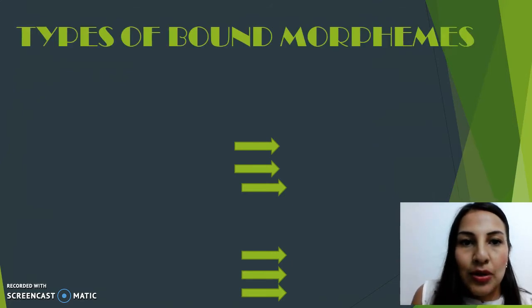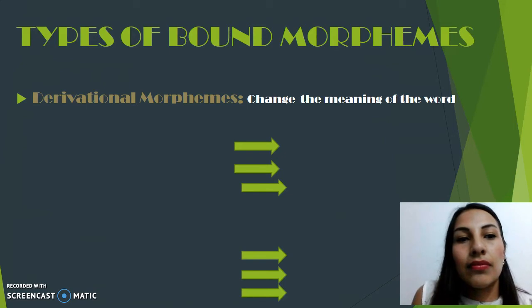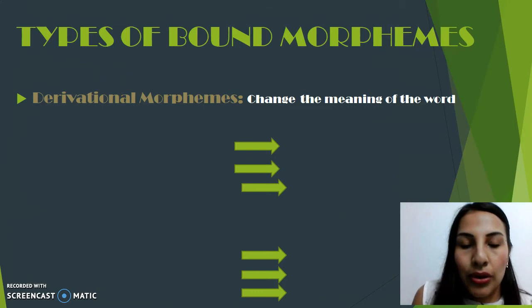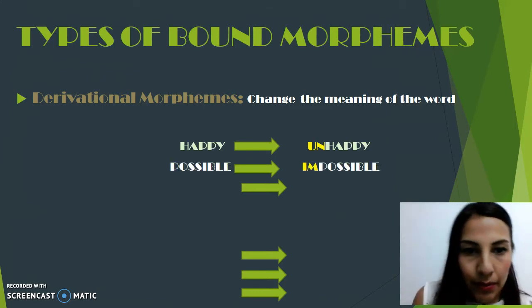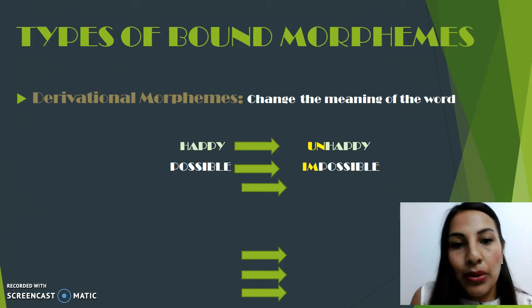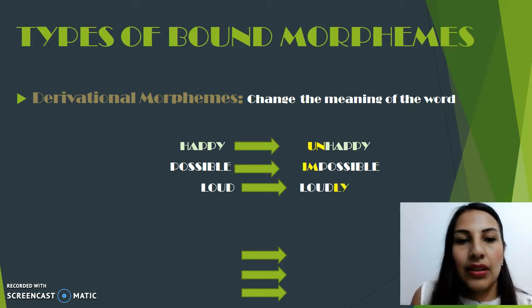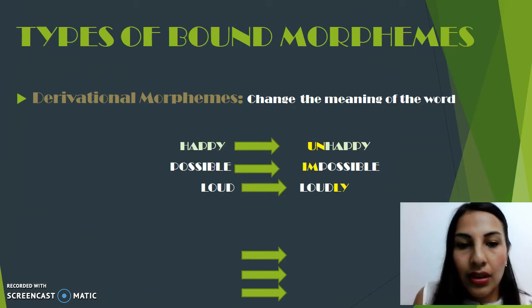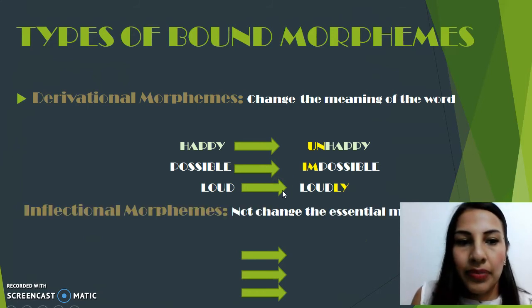We have different types of bound morphemes. Derivational morphemes change the meaning of the word. For instance, happy, unhappy, possible, impossible, loud, aloud. Happy and unhappy. Is this the opposite of happy? So it changes the total meaning of the word. It's like the opposite in most of the cases, because in aloud it is not the opposite.